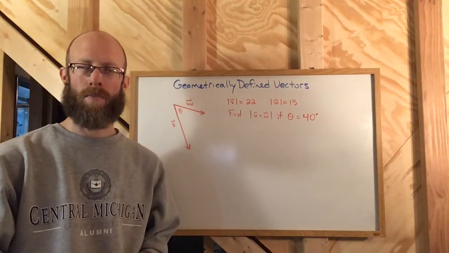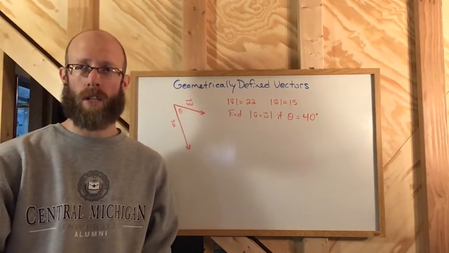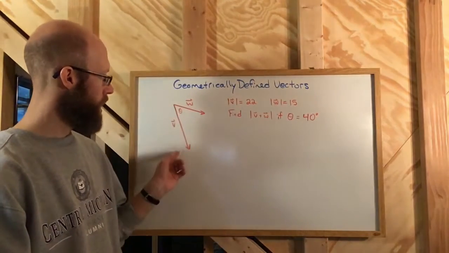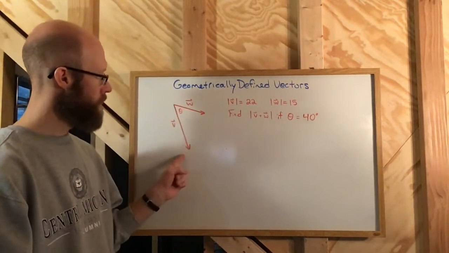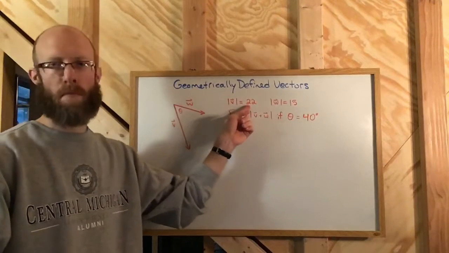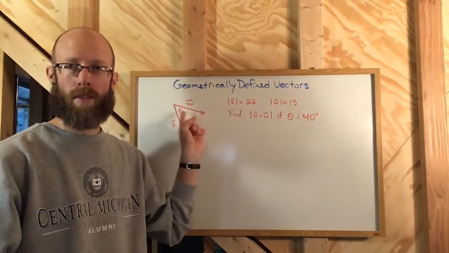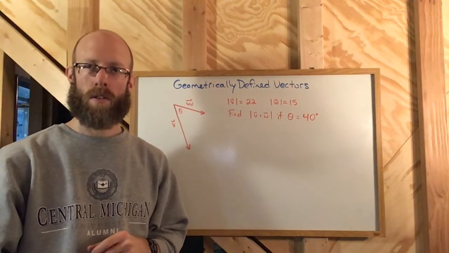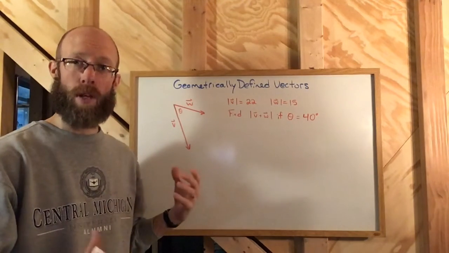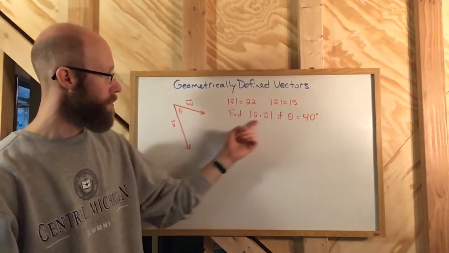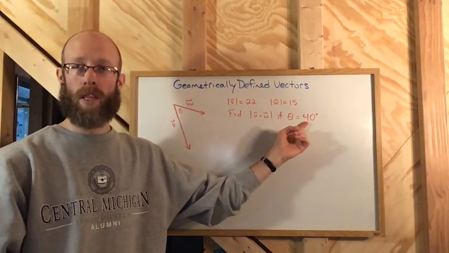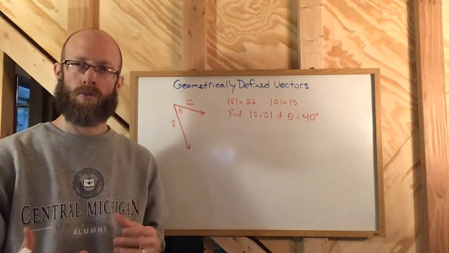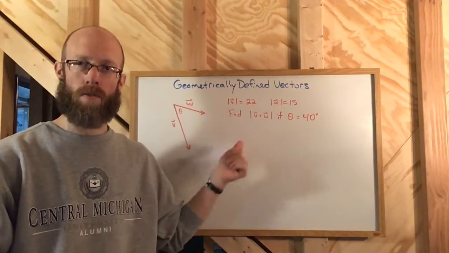In this example, I'm giving you two vectors and the angle between them. First of all, vector v has a magnitude of 22, and vector w has a magnitude of 15. And the question then is, can you find the vector v plus w if the angle between them is 40 degrees? All right, so first of all, let's go through and sketch in v plus w.